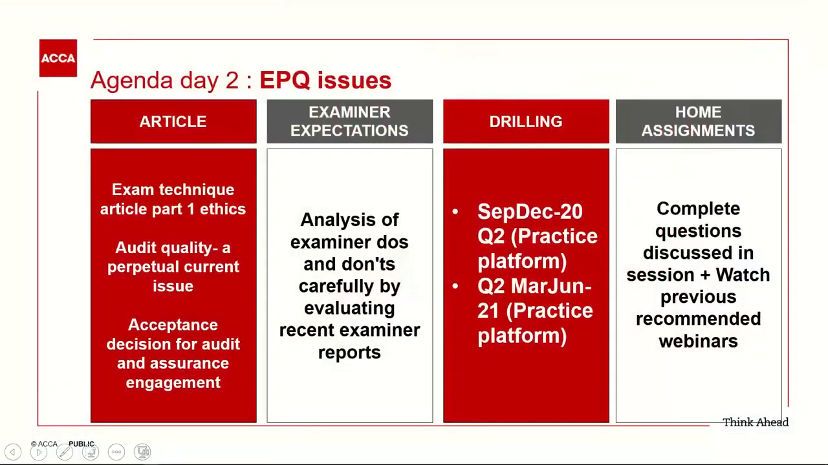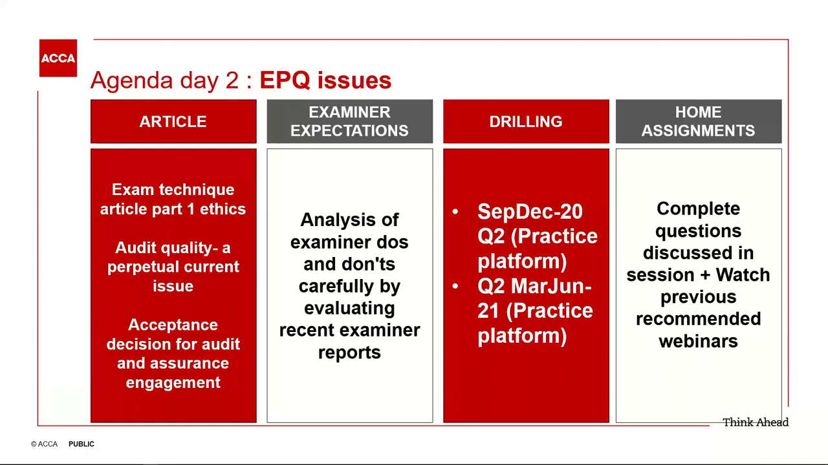Yesterday on day 2, towards the end, we started discussing the ethical, professional and quality control issues. I recommended some articles to read, and we particularly started with a drill of the March-June 21 question number 2, which I will continue today initially in my session. Yesterday, I also read the examiner report with you from the recent June 21 exam, and we found some very constructive criticism of the examiner when it comes to writing the quality control issue in the exam paper.